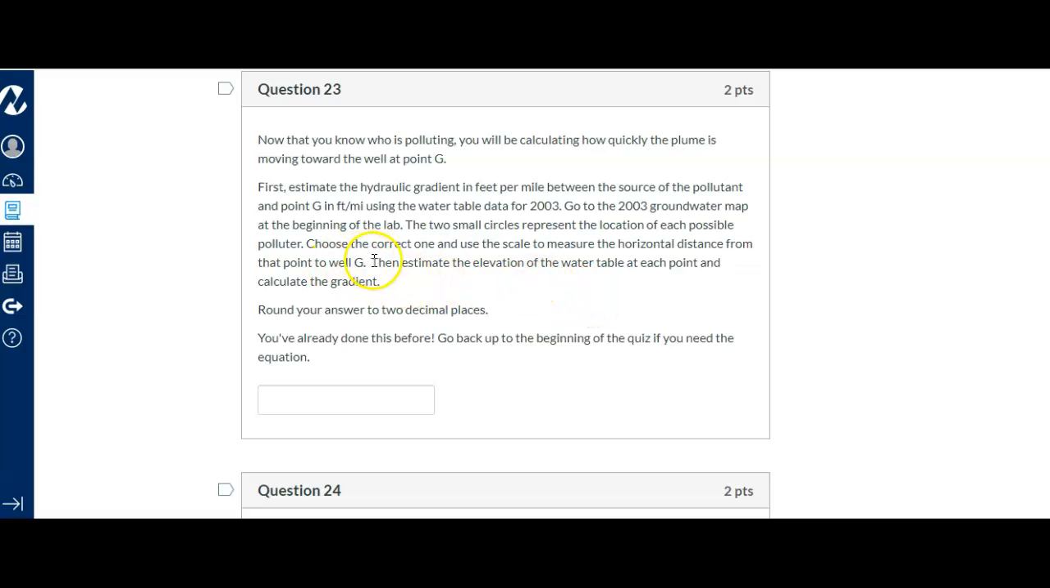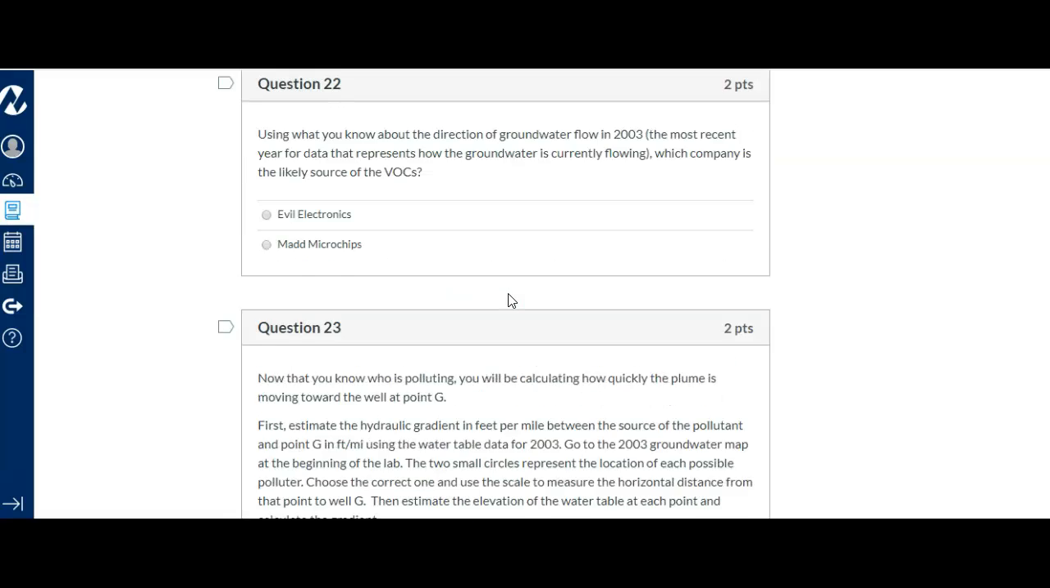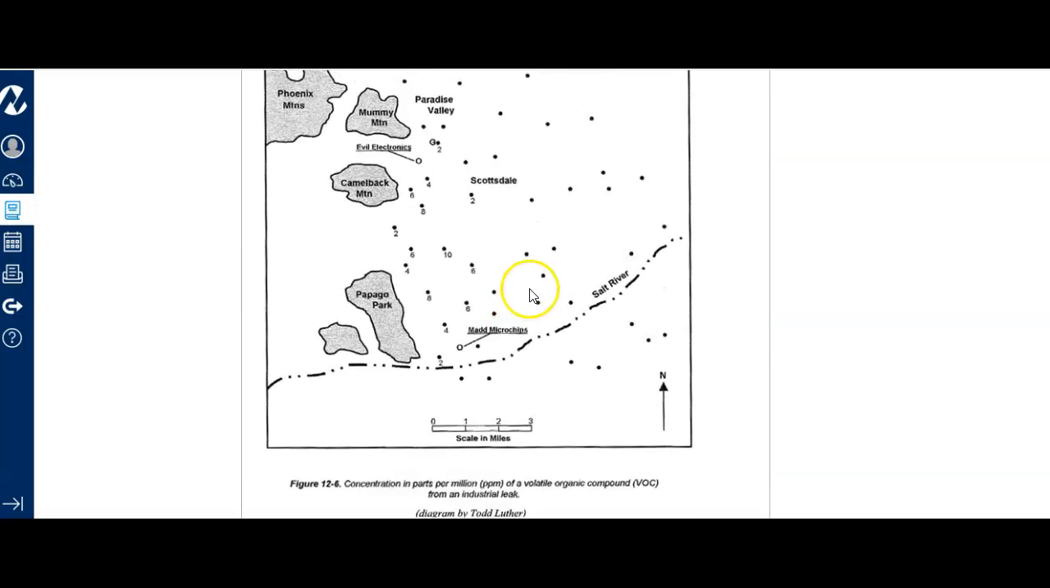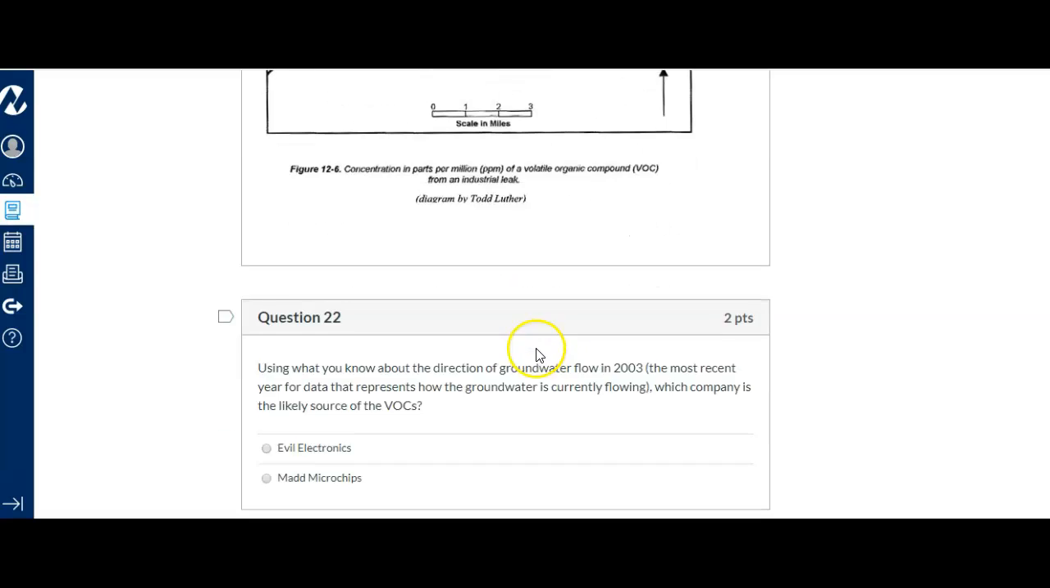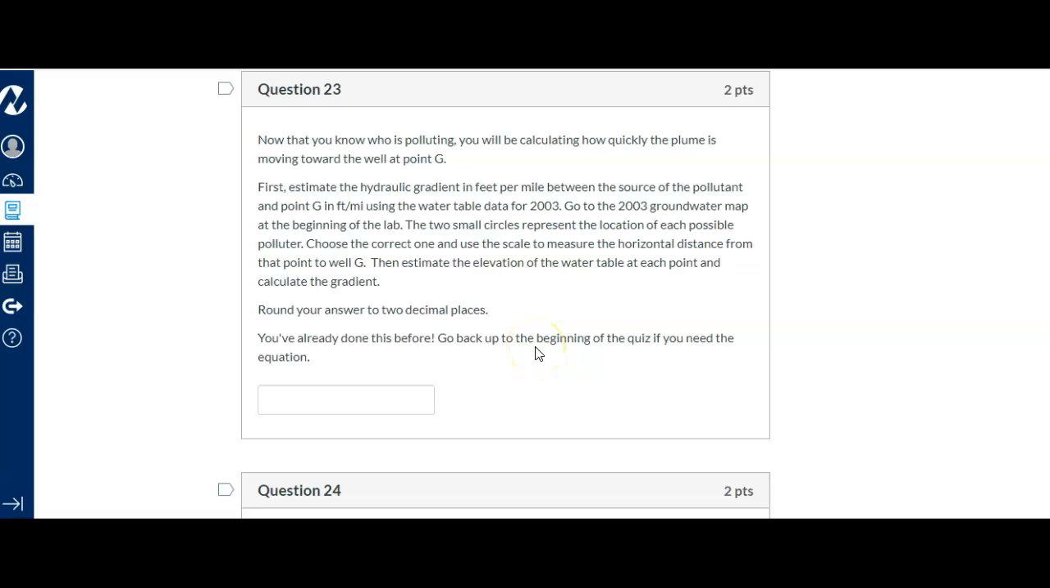So what you're going to have to do is figure out who's polluting, and it's heading toward well G, right? So G is up here. Who's the polluter? And then we want to figure out where it is going and how fast and all that kind of stuff, right? So you're going to go and estimate the elevations at a couple points because we need a gradient. In the previous one, we were using the gradient from question 10. Here, I want you to calculate a new one. The distance between the 2 points, the polluter and the well, and you'll have to estimate the elevations. You can do that by looking at the map from 2003.